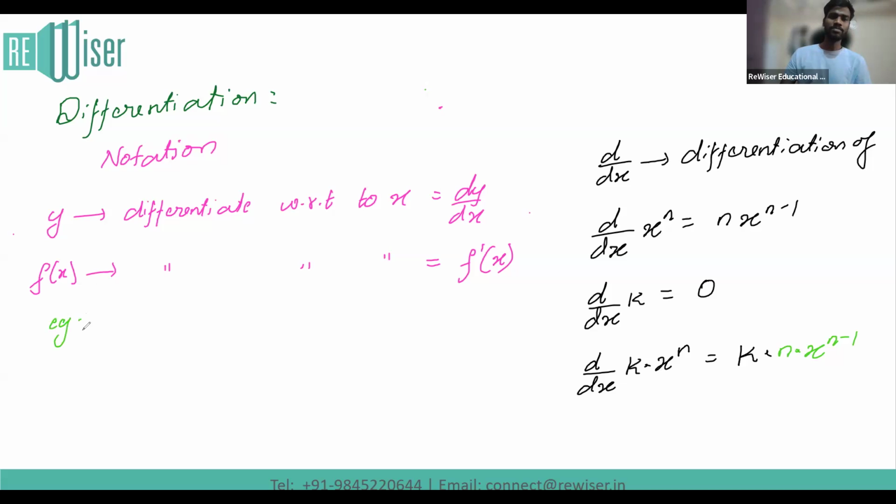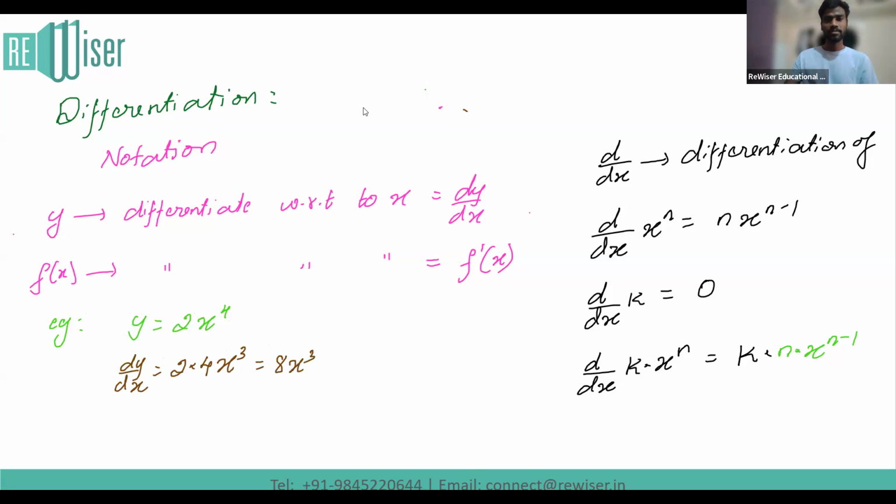So for an example, suppose I have y equals 2 into x to the power of 4. For the derivative of this, I have to apply the third rule. So dy by dx will be equal to 2, and I'm going to keep it as it is. The derivative of x power 4 is going to be 4 into x to the power of 3, which is nothing but 8 times x cubed.